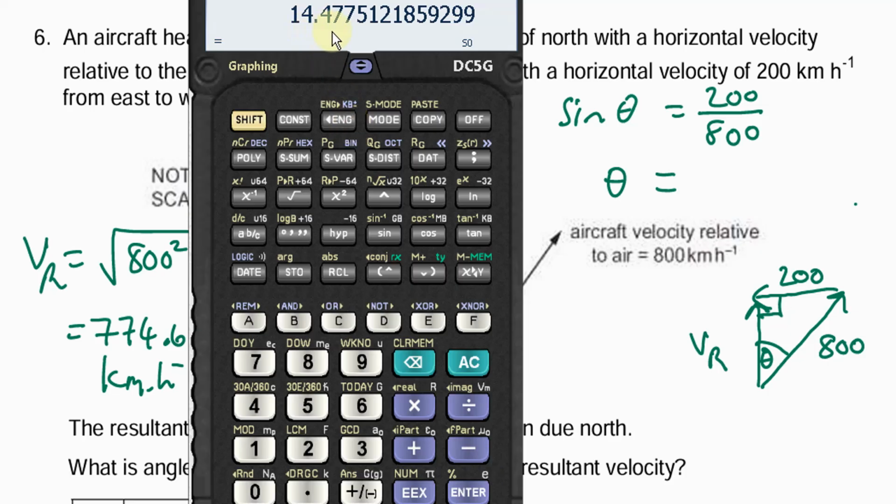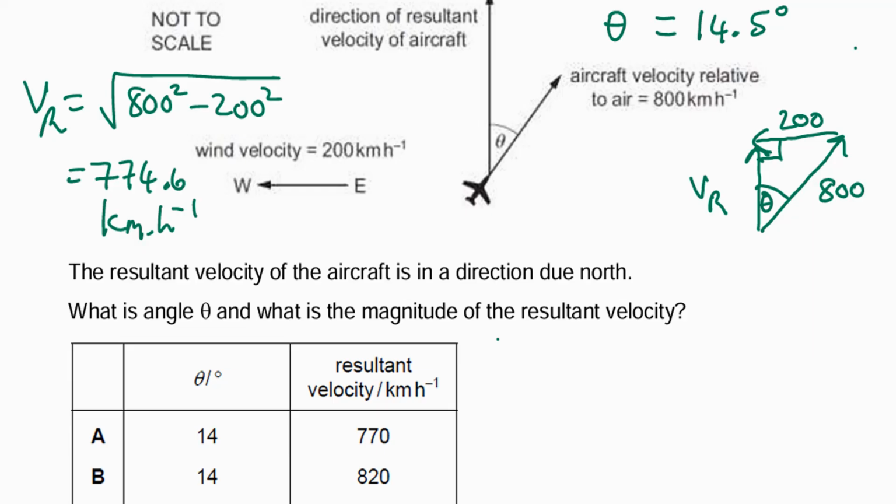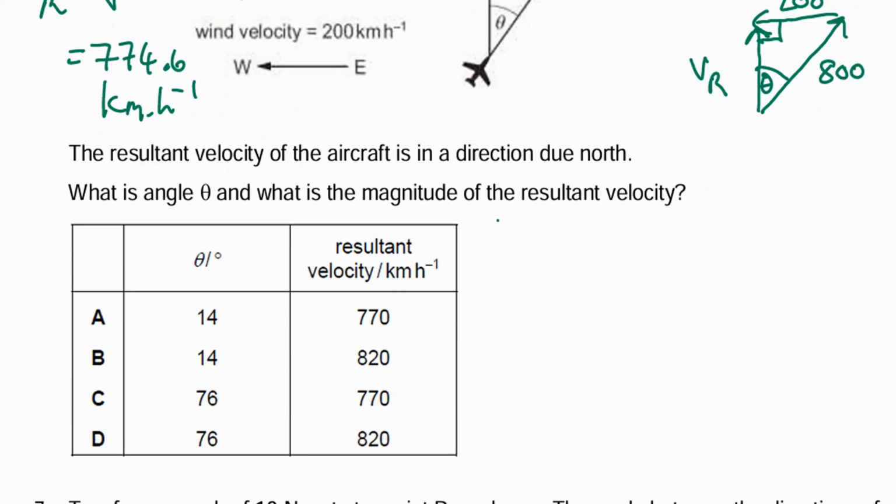And it's 14.5 degrees. So we can check which is the correct option here. We definitely need 770 for the resultant velocity, so it's either A or C. And of course we worked out that the angle theta is 14. So it's going to be A.